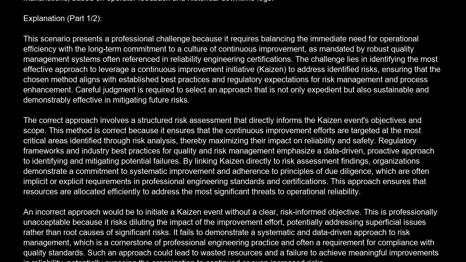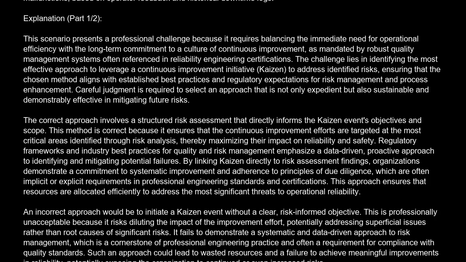Regulatory frameworks and industry best practices for quality and risk management emphasize a data-driven, proactive approach to identifying and mitigating potential failures. By linking Kaizen directly to risk assessment findings, organizations demonstrate a commitment to systematic improvement and adherence to principles of due diligence, which are often implicit or explicit requirements in professional engineering standards and certifications. This approach ensures that resources are allocated efficiently to address the most significant threats to operational reliability.